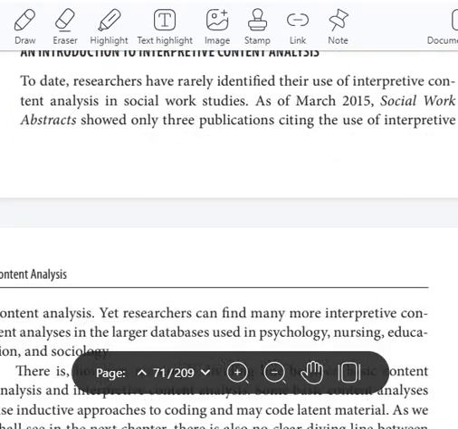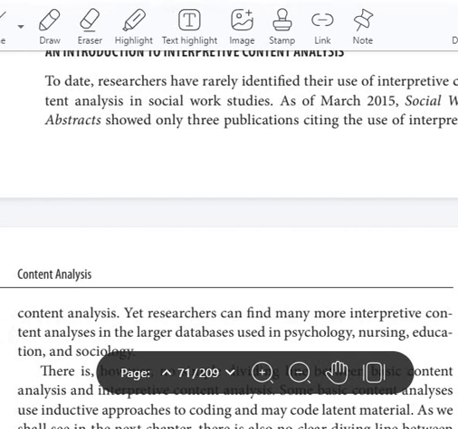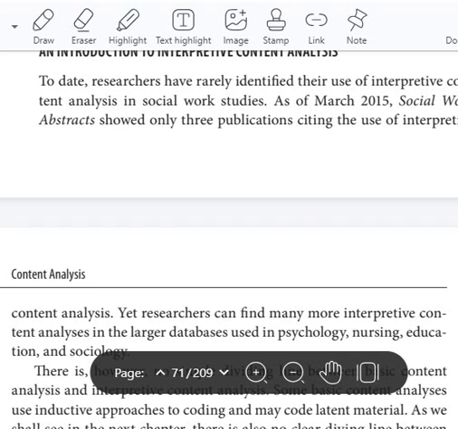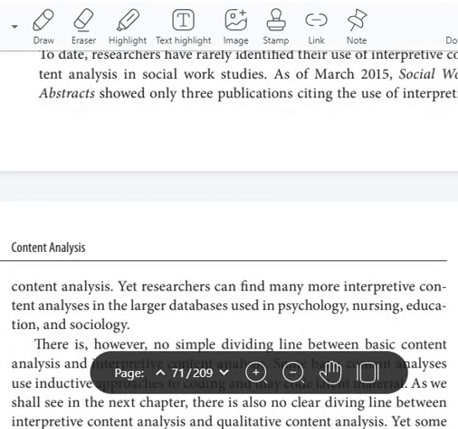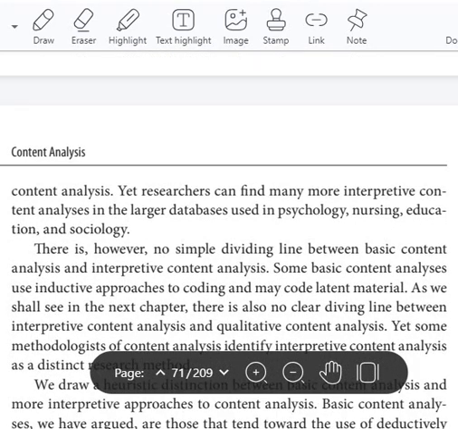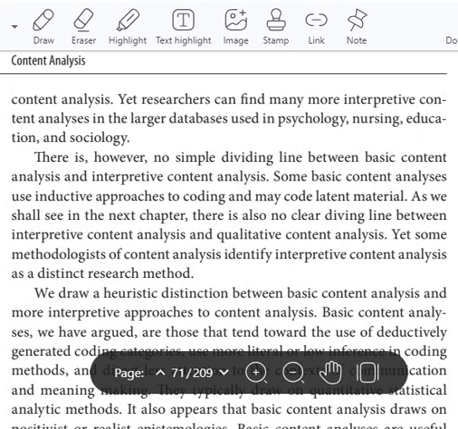As the name implies, it's all about explanations. It's all about interpreting the results. So we're not here presenting the results. We are actually explaining them to the reader. Where can we find such an approach? It is very famous in psychology, as it says here. Yet researchers can find many more interpretive content analyses in the larger databases used in psychology, nursing, education, and sociology. However, it's not much used in social work.